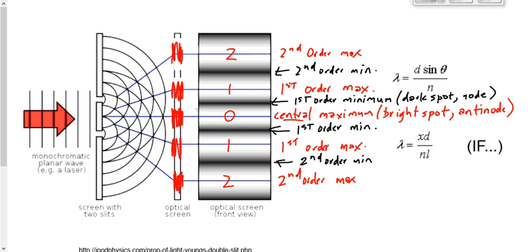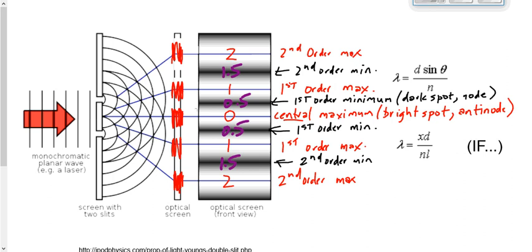What numbers do you think we're going to apply to the minima here? What number would the first order minimum be? It's in between the central max and the first order max. So what number would we write down here for the first order minimum? 0.5, yeah. And the second order minimum would be between 1 and 2, so we're going to make it 1.5. First order min on the other side, 0.5, and 1.5 on the other side.